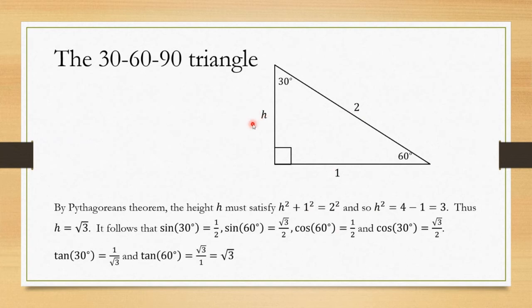Once you know this has length radical 3, then you can get the trig functions, namely sine of 60 degrees, for instance. Remember, that's opposite over hypotenuse. So you have h over 2, and h is radical 3. So sine of 60 degrees is radical 3 over 2.